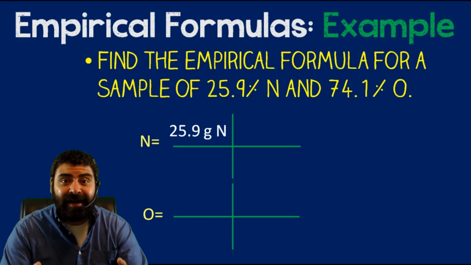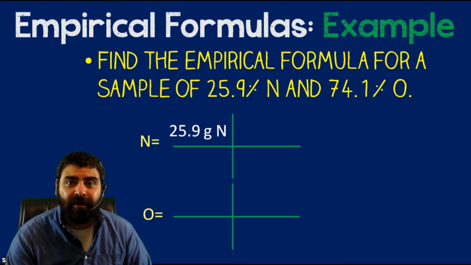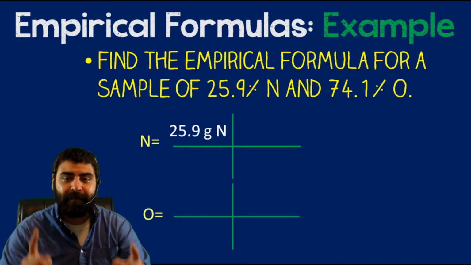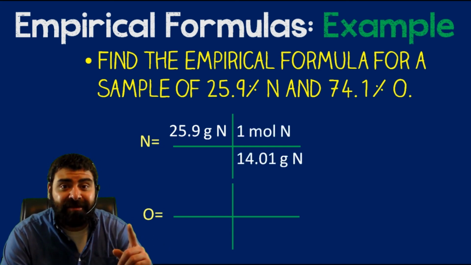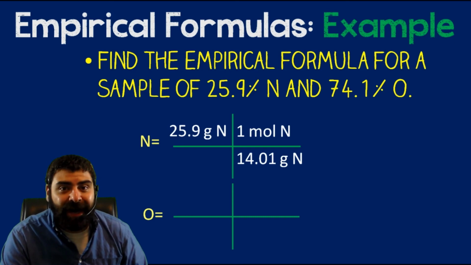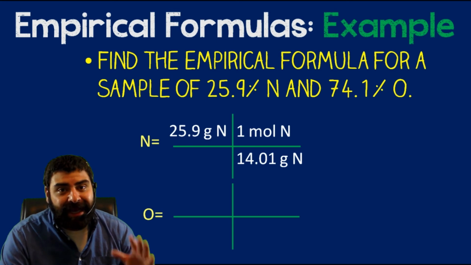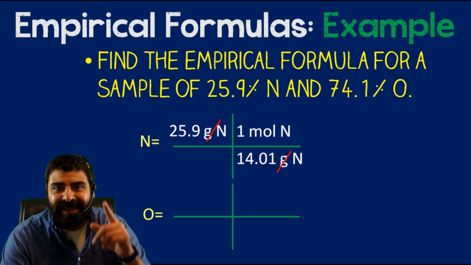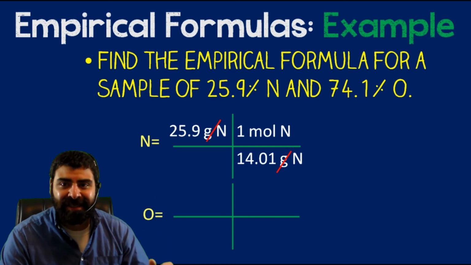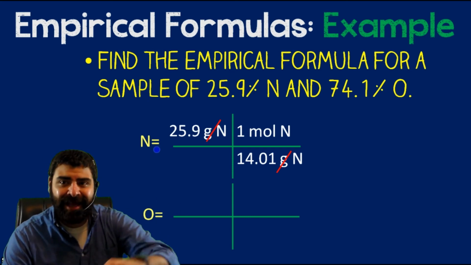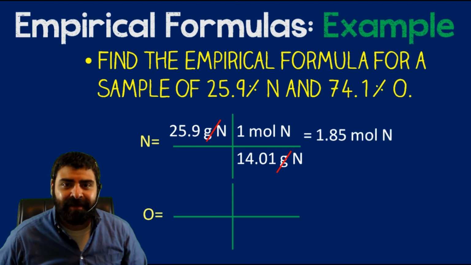Now we want to convert that, according to step 2, into moles. And to do that, we need the molar mass of nitrogen from the periodic table. We can see that for every 1 mole of nitrogen, you have 14.01 grams. Lining up the grams unit just right helps us reduce the grams and gives us moles of nitrogen. 25.9 times 1 divided by 14.01, and you get 1.85 moles of nitrogen in this compound.